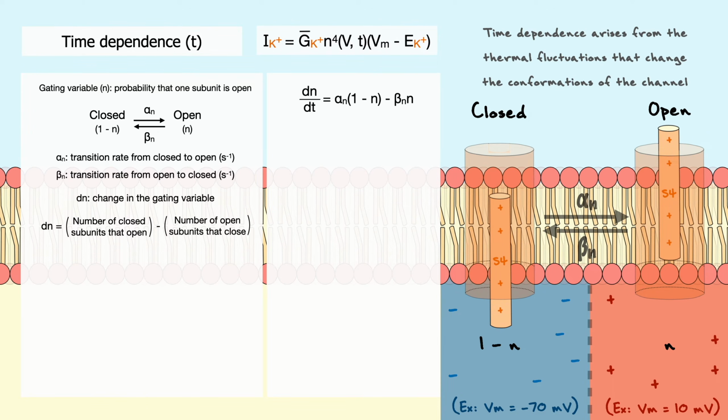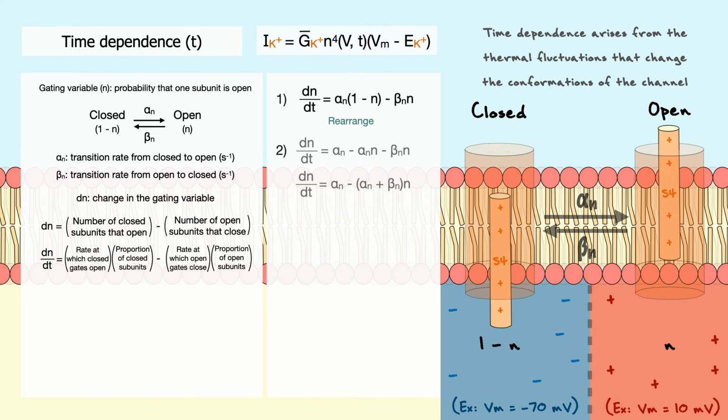Therefore, for a given change of time dt, the number of closed subunits that open is simply the rate at which the closed gate becomes open times the proportion of closed subunits. Inversely, the number of open subunits that close for a given change of time dt is equal to the rate at which the open gate closes times the proportion of open subunits. With this, we get the differential equation from Hodgkin and Huxley.